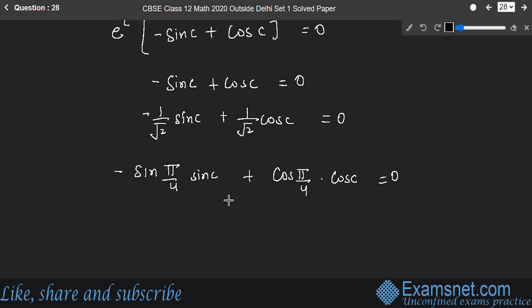This is the formula for cos a plus b, because this is cos a cos b minus sin a sin b. This is the formula for cos a plus b. This is equal to 0, or c plus pi by 4.